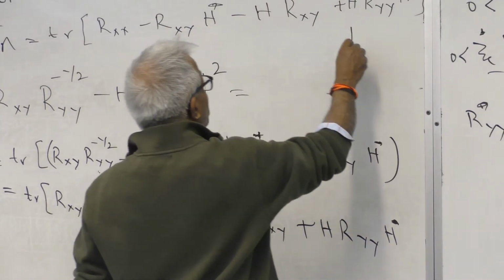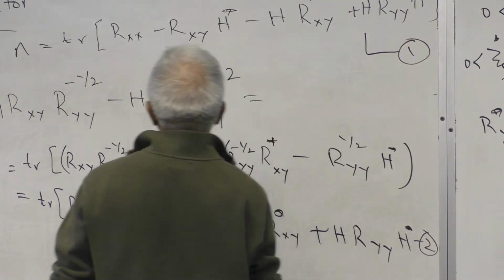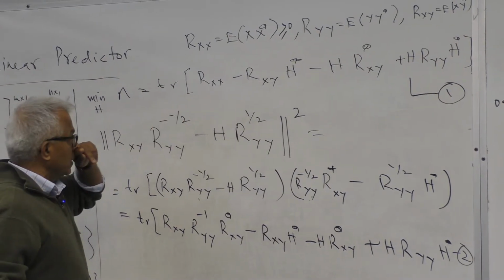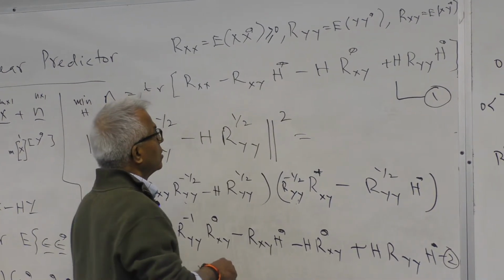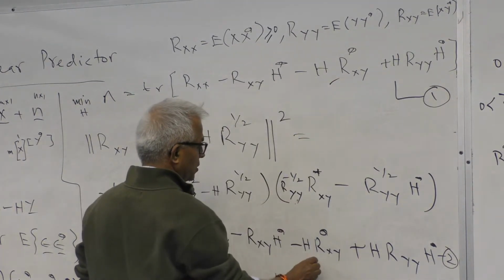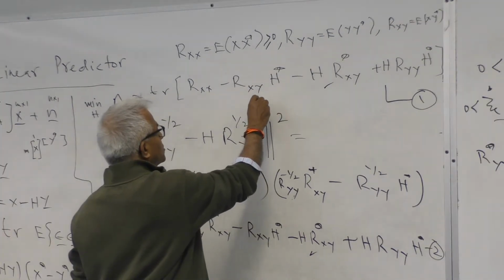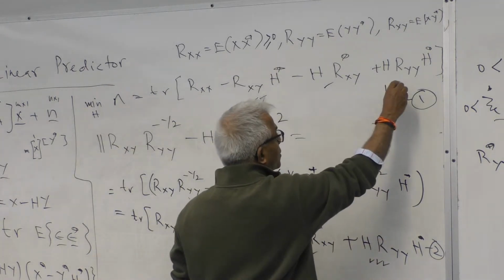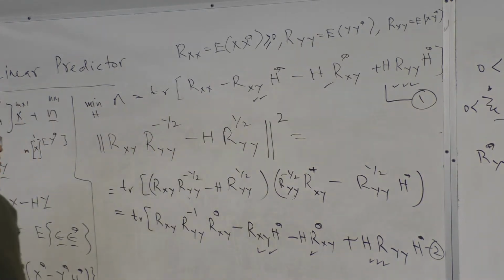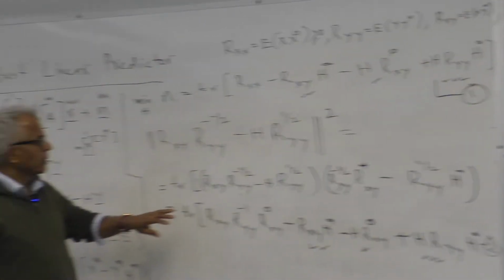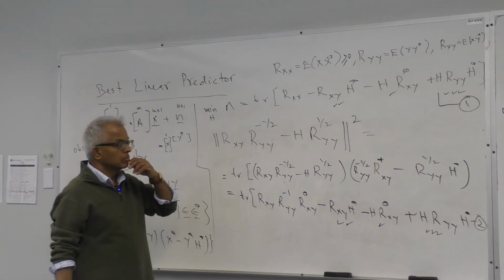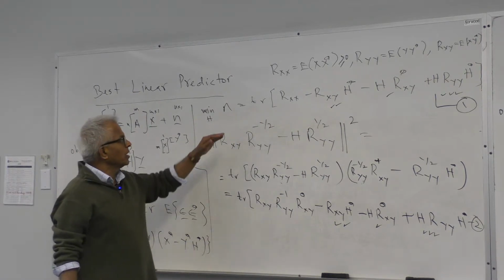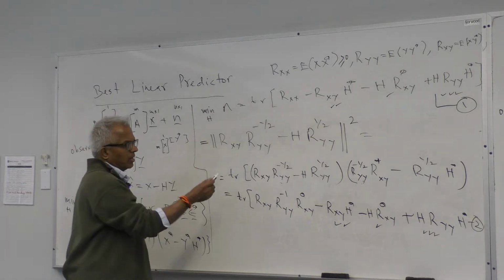Why am I doing this? Compare 1 and 2. I hope you can see that three terms are there, right? See, this term is here, and this term is here, and this term is here, right? Yes, three terms are here. So I can write that one. You don't care about the rest because it's not a function of H, it doesn't matter, but I can write this. I'm going to put an equal sign here. I hope you can see this.